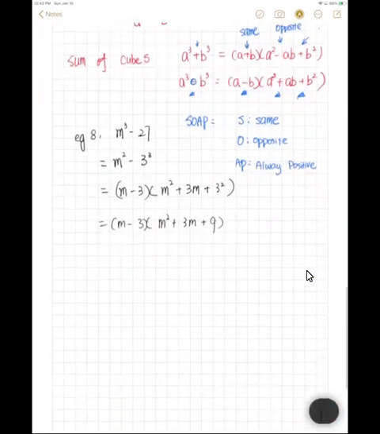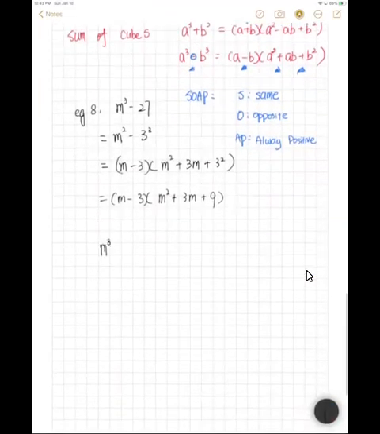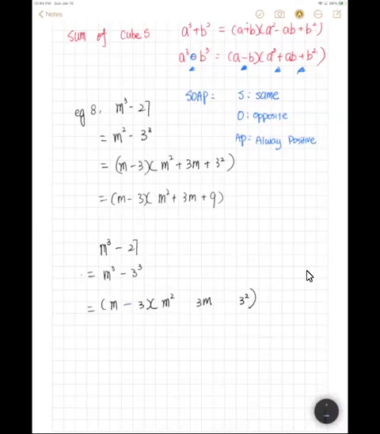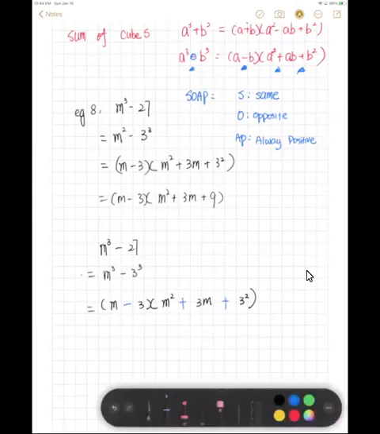So try it by yourself. Look, if I have m cubed minus 27, we use the same example. We have m cubed minus 3 cubed. Now we know that the first is m, 3, and then m squared, 3m, and then 3 squared. Okay, now let's fill in all the blanks. So SOAP, same, which is subtraction, opposite, plus, always positive. So here we are. Here's the solution.